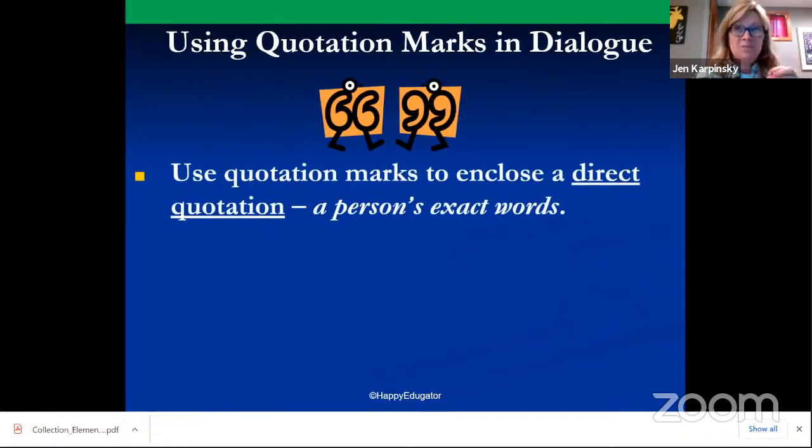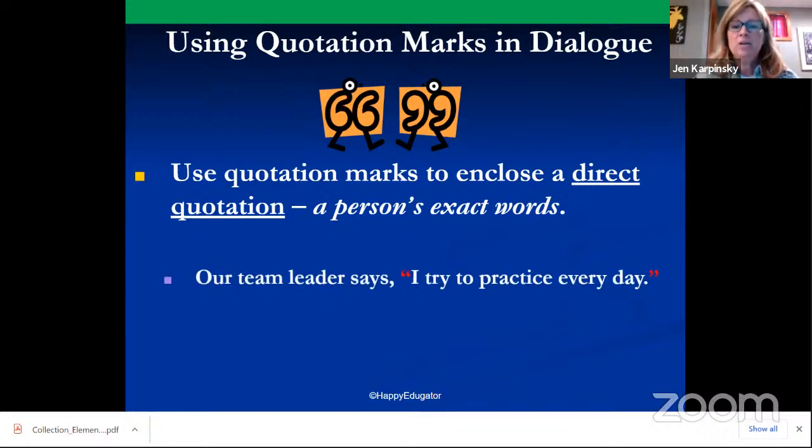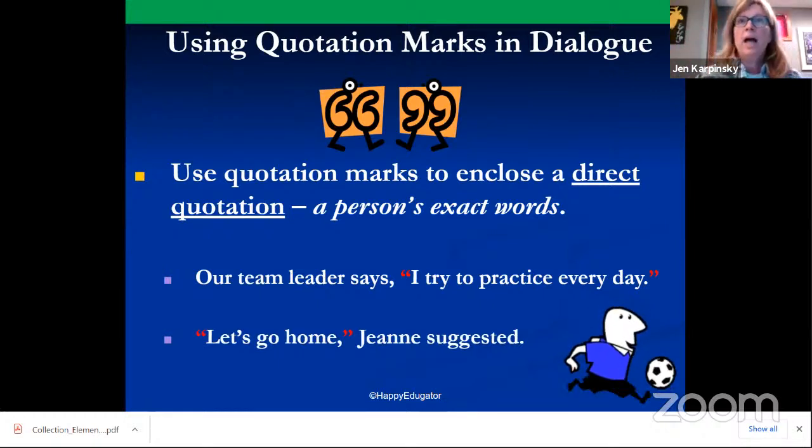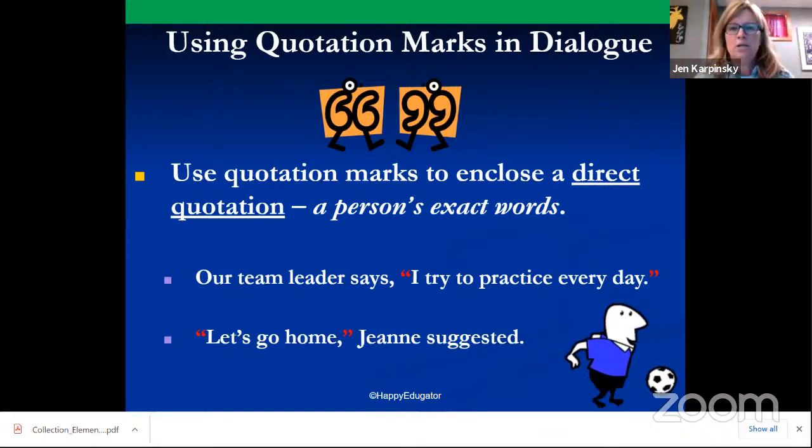To use quotation marks, there's some different rules. First of all, if you have a direct quotation, a person's exact words, you're going to use your quotation marks to enclose that. In other words, you're going to close it in, and they're going to go on either side of it. For example, our team leader says, "I try to practice every day." The direct quote, the team leader's exact words, are within the quotation marks. They're inside. "Let's go home," Jean suggested. Again, Jean's direct quotation, let's go home, is within the quotation marks.